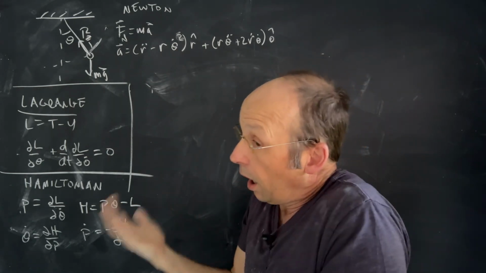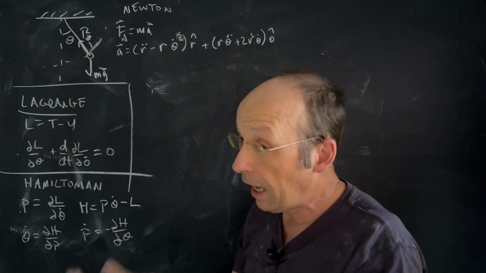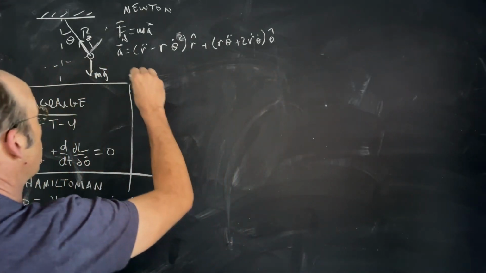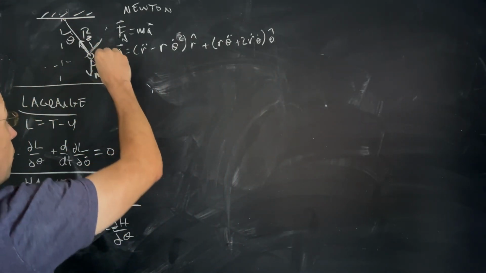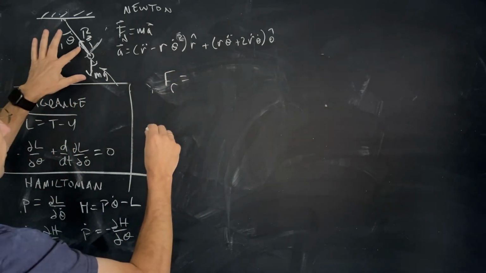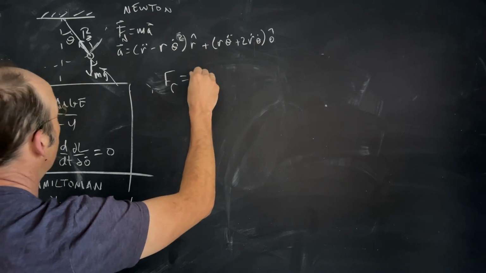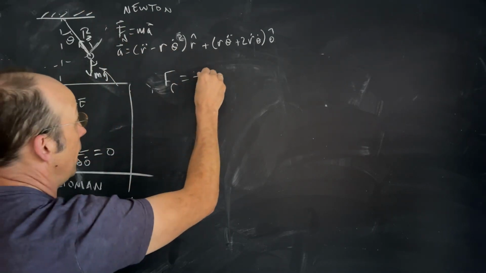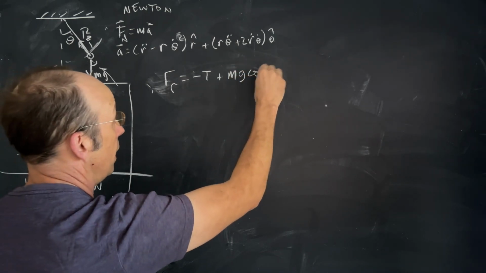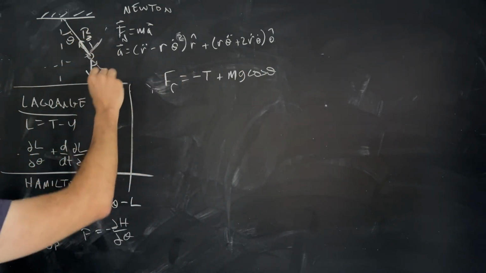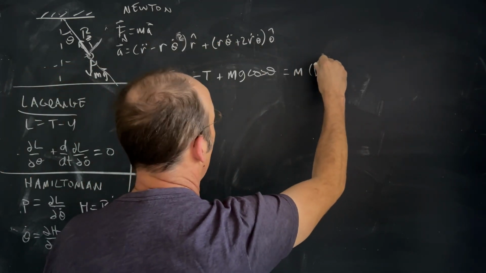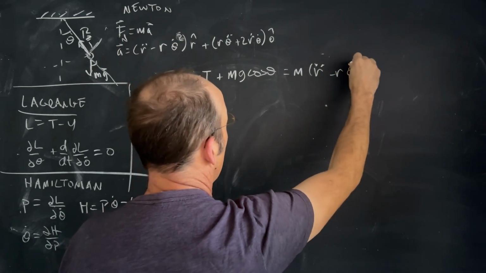Now, I can write down my forces in polar coordinates and I have something really nice. Let's just do it. Let's write down the forces in polar coordinates. This is some angle theta, so F_r, the r component: what forces act in the r direction? r is that way, so it's going to be negative T plus mg cosine theta, because that's the component of the gravitational force in that direction, and that's equal to the mass times (r double dot minus r theta dot squared).